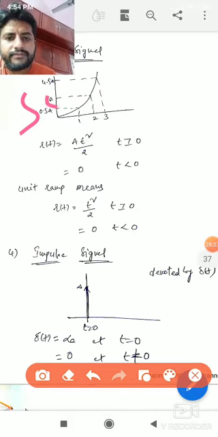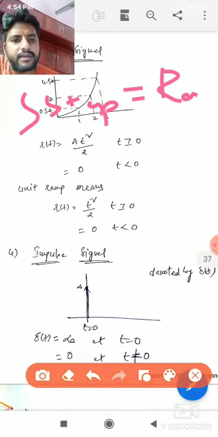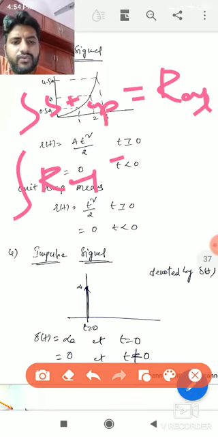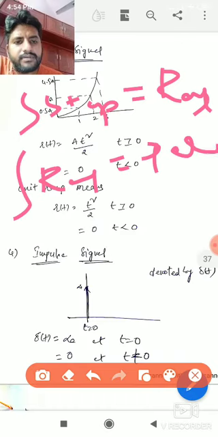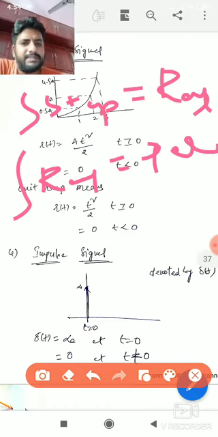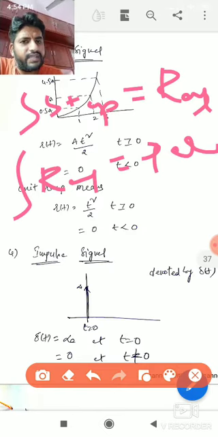So integral of step signal is equal to ramp signal, right? Integral of ramp signal is equal to parabolic signal. So from the definitions itself, it will be clear. That means a step signal A, if you integrate, A t is the ramp signal. If you integrate A t, A t square by 2 is a parabolic signal.